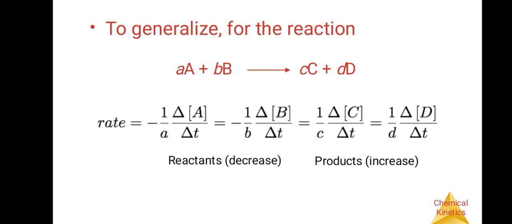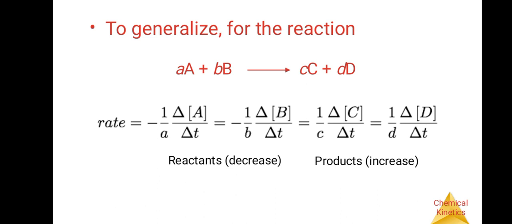So when you look at the rate, since the coefficient of A is simply small letter a, we'll say that negative 1 over a, the change in the concentration of A over the time, is going to equal the same thing, negative 1 over b, the change in the concentration of B over the change in time. The same concept applies, but this time around, it won't be negative. It will be positive. Why? Because the products are being formed. So it will be positive 1 over c, the change in the concentration of C over the time.